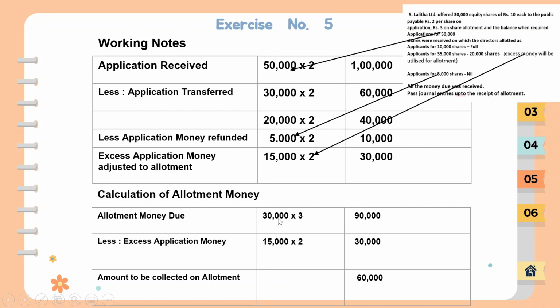Allotment money due for 30,000 shares at rupees 3 is 90,000. Already we have excess application money, that you subtract. So the remaining amount to be collected on allotment stage is 60,000. So now when you work out like this, each you have to make an entry. For application received one entry, transferred another entry, application money refunded one entry, excess application money adjusted to allotment one entry, then allotment money due one entry, and then amount to be collected. So one by one you can pass the entry if you do the calculation like this.